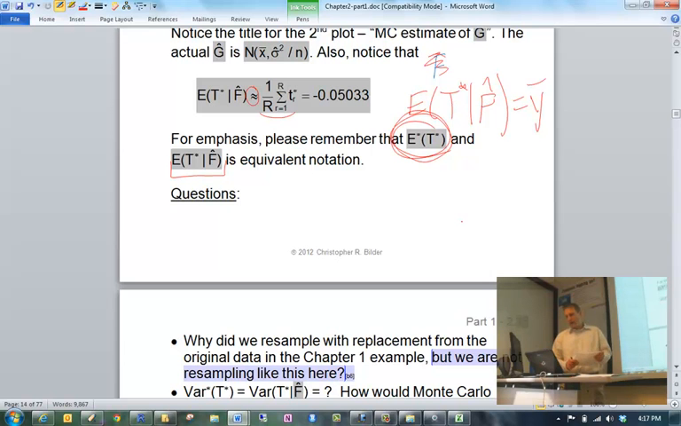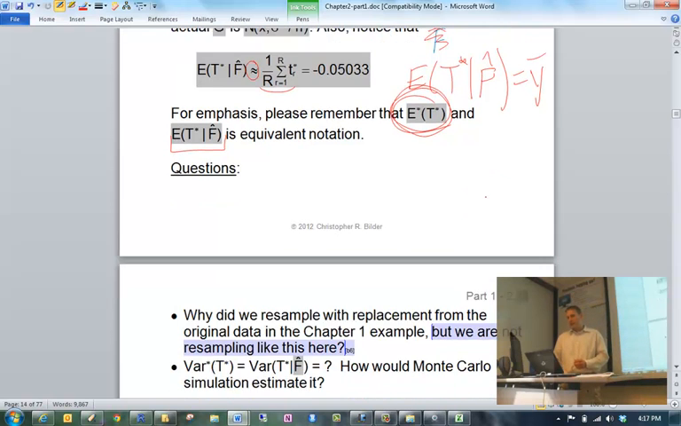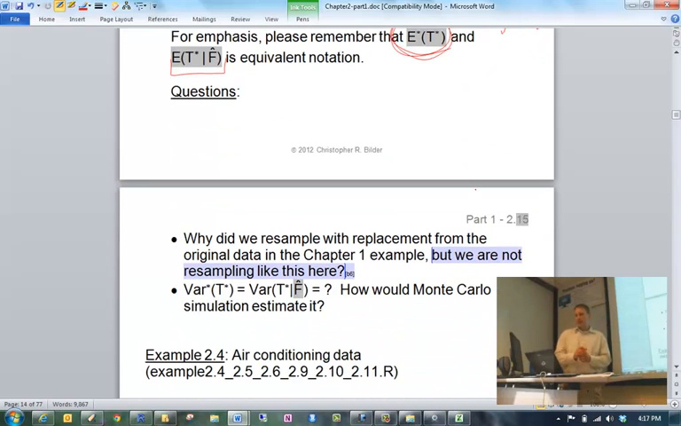First one's quite easy. Why do we resample with replacement from the original data in the Chapter 1 example, but we are not resampling this way here? Well, we know what the parametric distribution is. That's why. It's a parametric bootstrap rather than non-parametric.